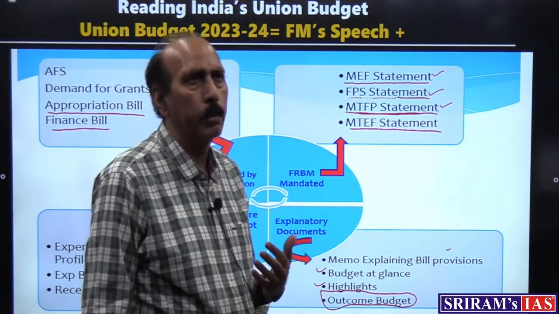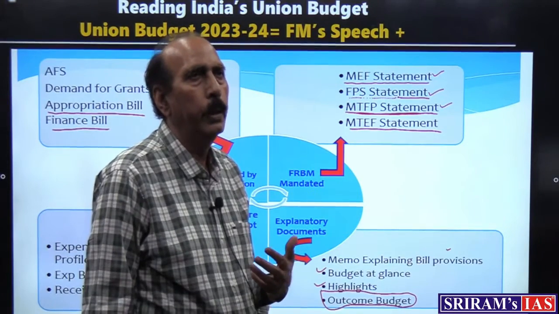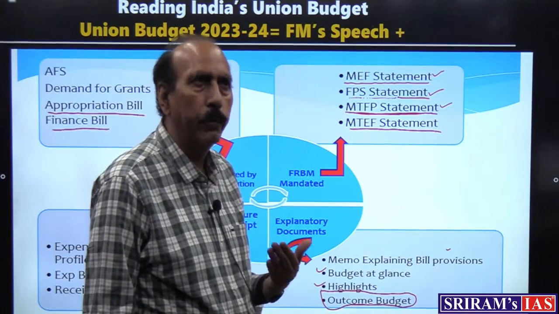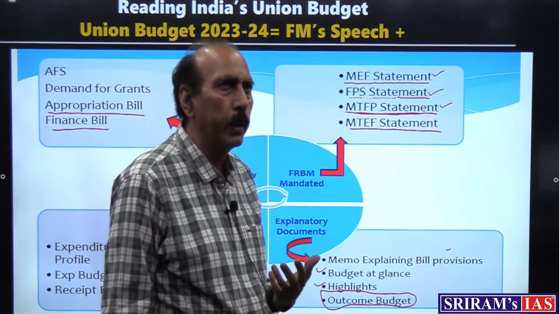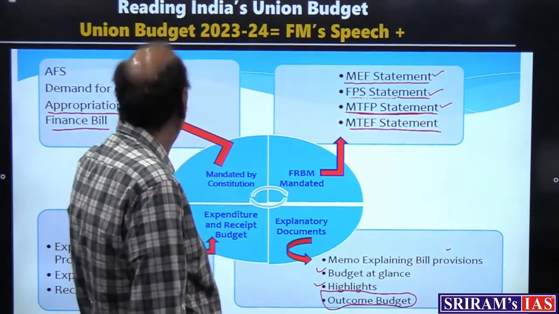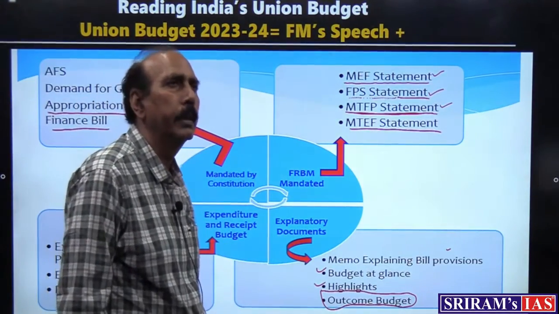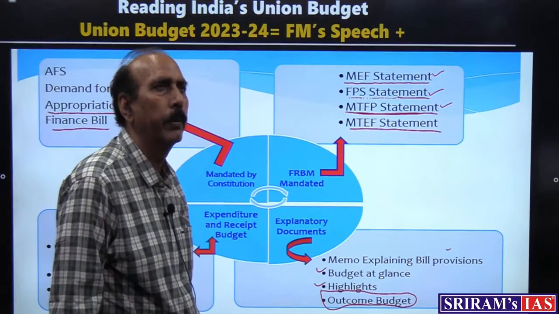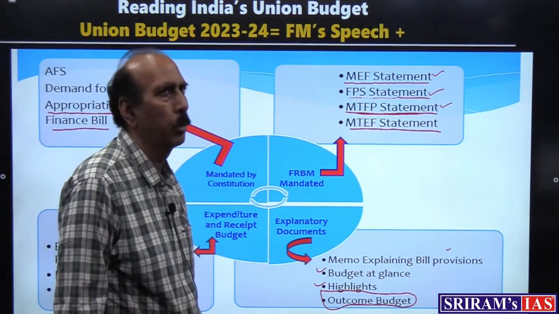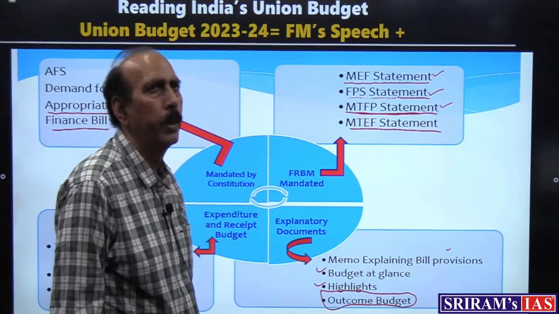This is very, very important to understand. The government can withdraw the money from the CFI only to meet the expenditure as approved by the parliament contained in the demand for grants. This is the relevance of these documents. It is the sequencing you have to understand. Sometimes questions come on this only.